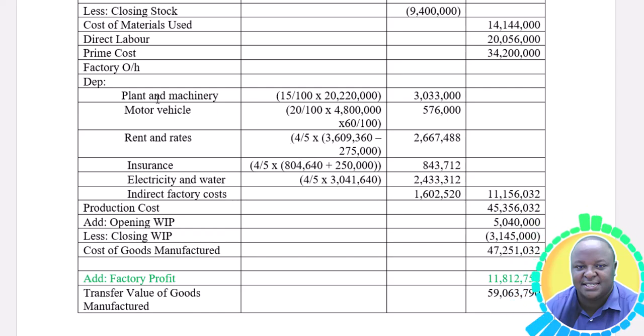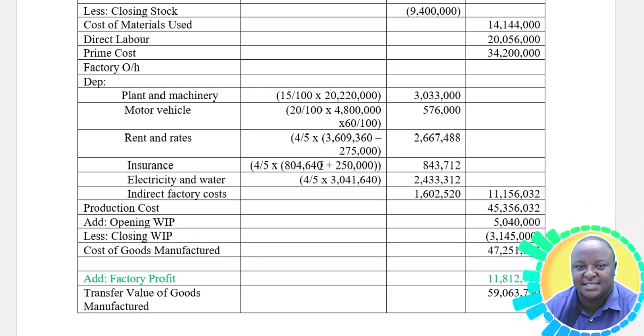So you add the factory overheads. So we have first depreciation of the plant and machinery, the cost of depreciation for the motor vehicle, and the motor vehicle for the purpose of factory, we were told it's 60%. That is why we are using 60% of that. We'll get that depreciation. Rent and rates, we are given the ratio of 4 to 5. So we had the rent and rates minus the prepaid ones for us to get that cost.